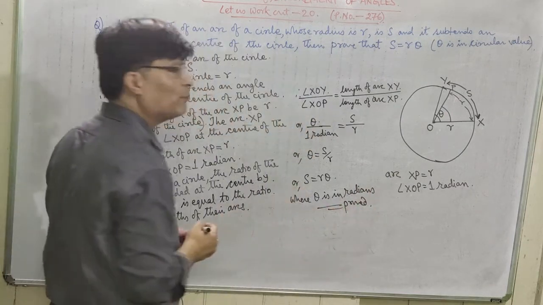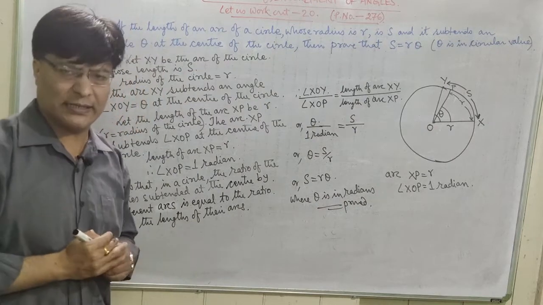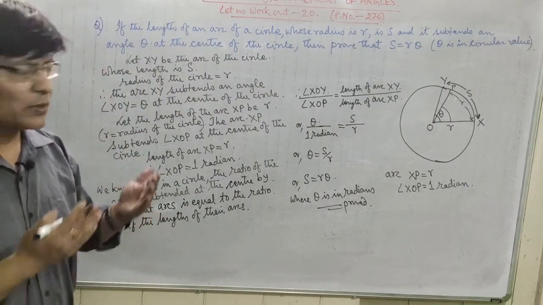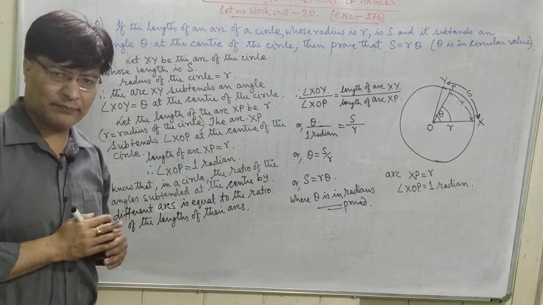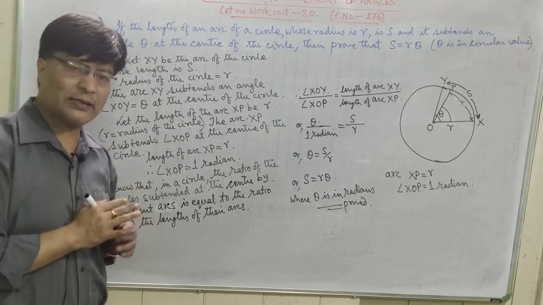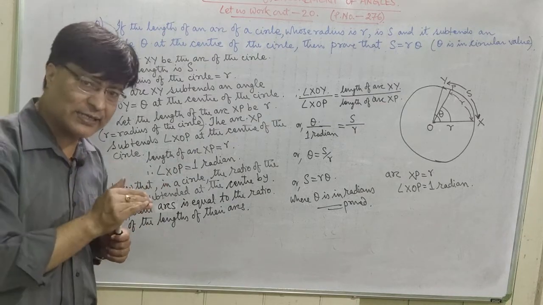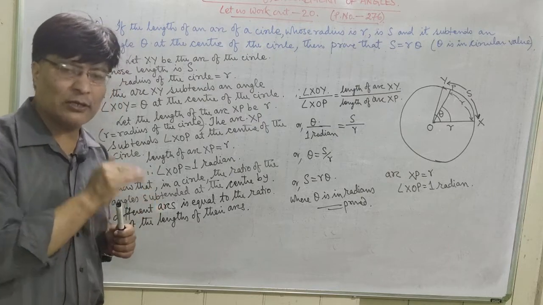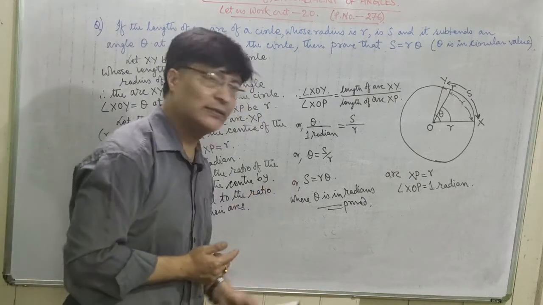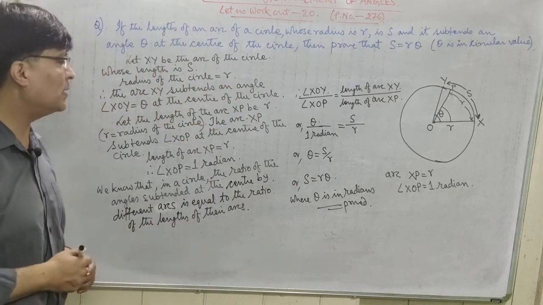So this is a very, very important formula, that is S is equal to R theta. What is S here? S is the length of an arc which subtends an angle theta at the center of the circle whose radius is R. That is your S is equal to R theta.